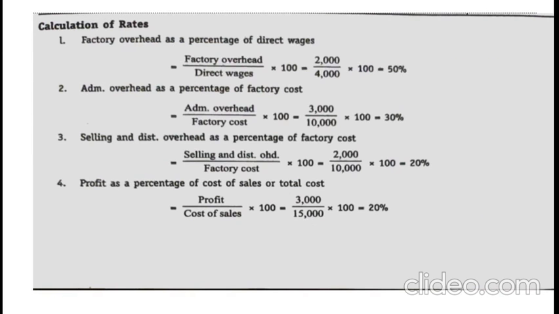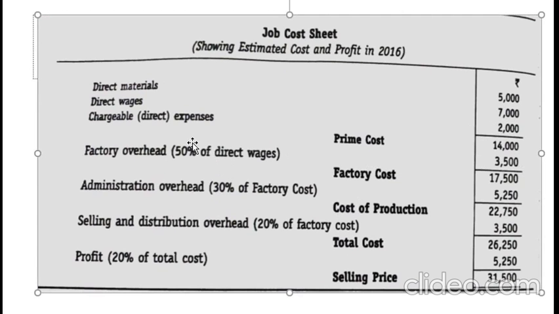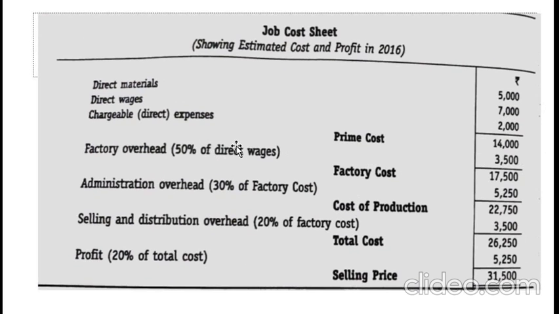So with your current year data, you have factory overhead here on direct wages. How much is your direct wages? 7,000. So 7,000 into 50% will give you 3,500. Next, factory overhead is on direct wages, so I will show the calculation here to you all. Please look into the working note. Now let us get into the working note. Before that, factory overhead is 50% of direct wages.